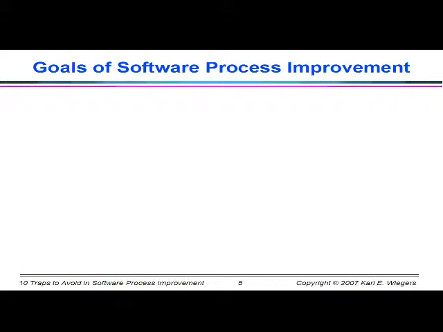Now, to me, process improvement is a fairly simple thing. You do your work tomorrow better than you did it yesterday. And I think that's a pretty straightforward thing. But sometimes people seem to make process improvement much more complicated than necessary.